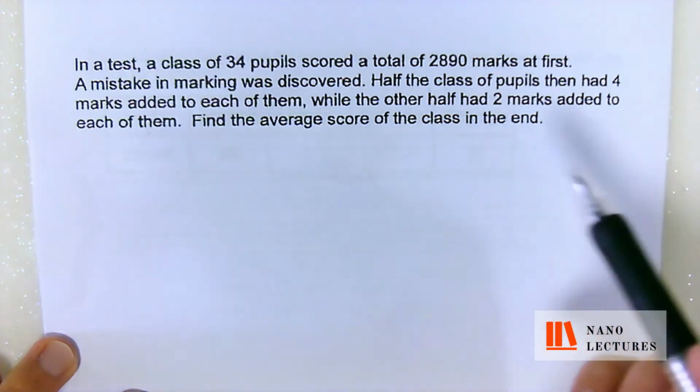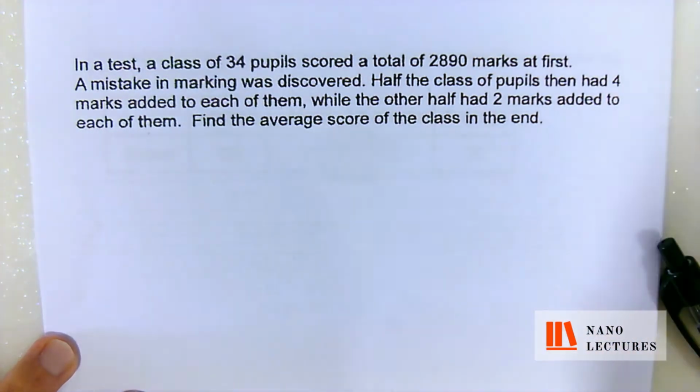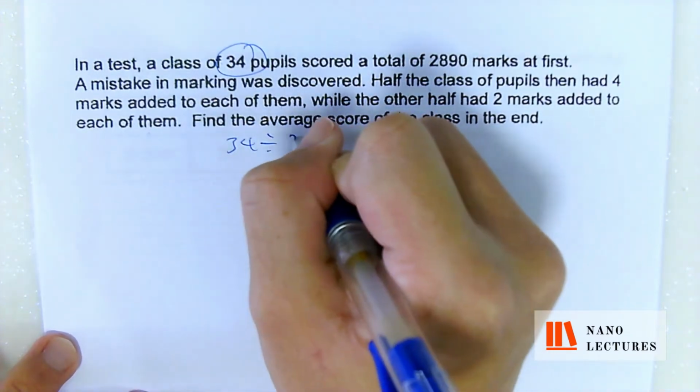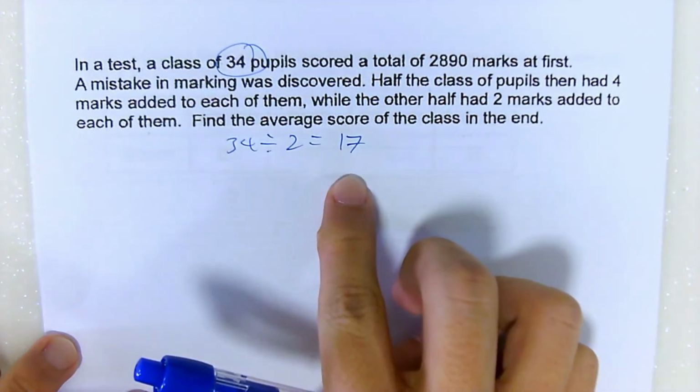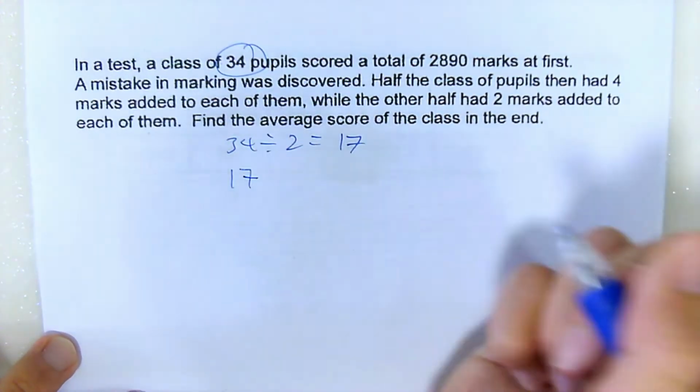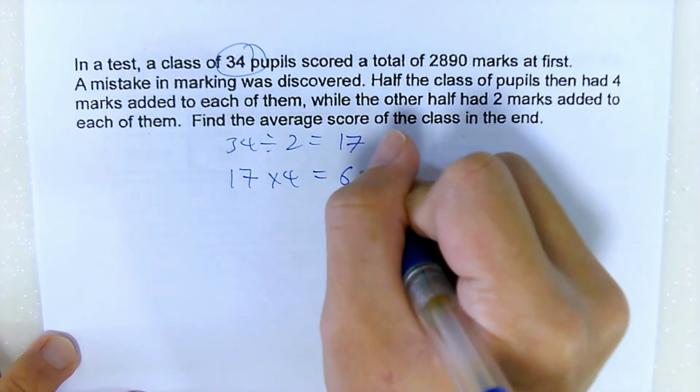This one, right, let's be a little bit careful. They said that half of the class had 4 marks added to them, right? Half of 34 is what? So 34 divided by 2, that will be 17, right? So 17 of the pupils had 4 marks added to them. So I'm going to find the total score that was added. So 17 pupils times 4 is going to give me 68.